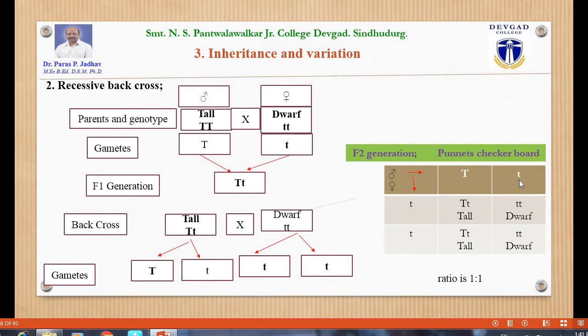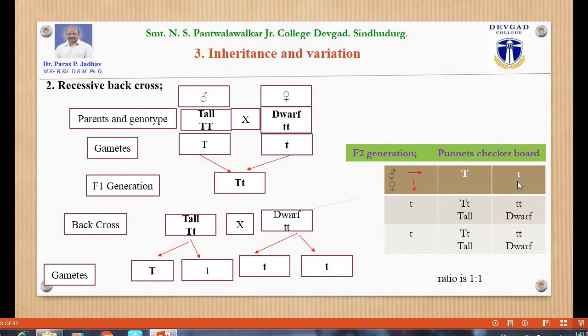When the male gamete containing small t allele unites with the female gamete containing small t allele, the resulting progeny shows small t small t genotype and it is a dwarf plant. When the male gamete containing capital T allele unites with the female gamete containing small t allele, the resulting progeny shows capital T small t genotype and this is a tall plant.